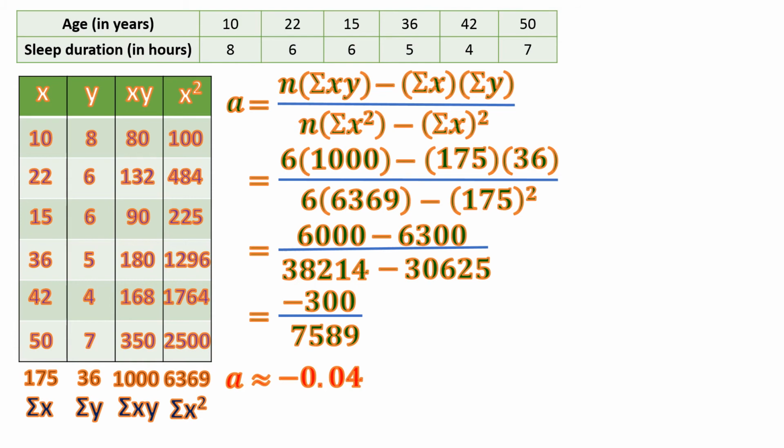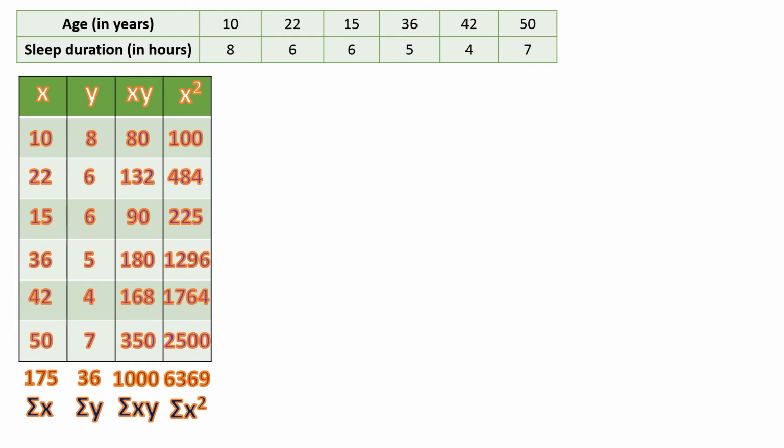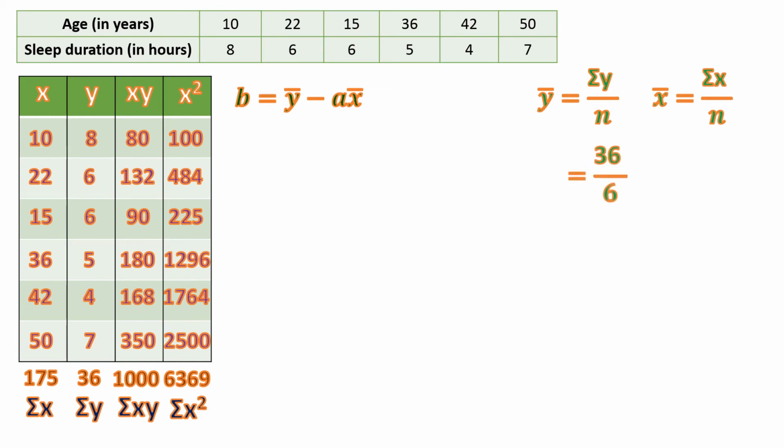And then we will now find the b. So the b formula is mean of y minus a times the mean of x, where a is negative 0.04 that we have solved. So let's find first the mean of y and the mean of x. So the mean of y will be equal to 36, the sum of y, over the number of participants, which is 6. So the mean of y is equal to 6. Then the mean of x, which will be the sum of x, which is 175 over 6. And this is approximately equal to 29.17.